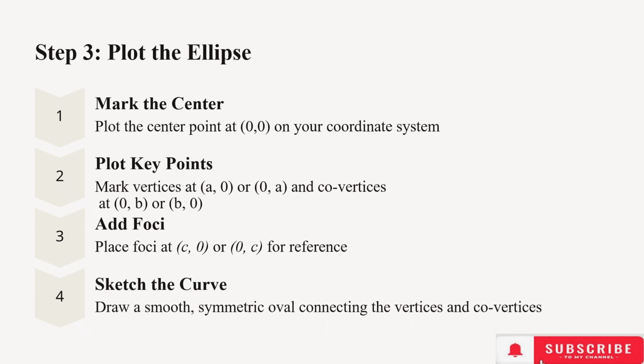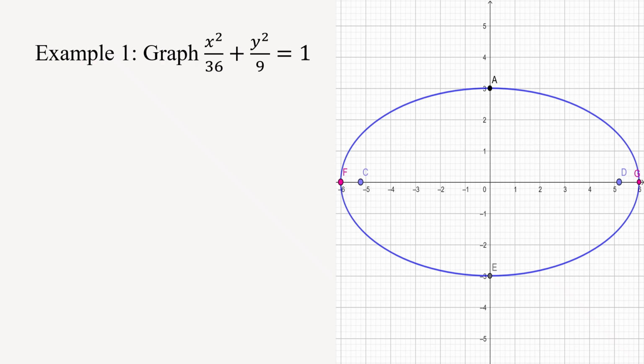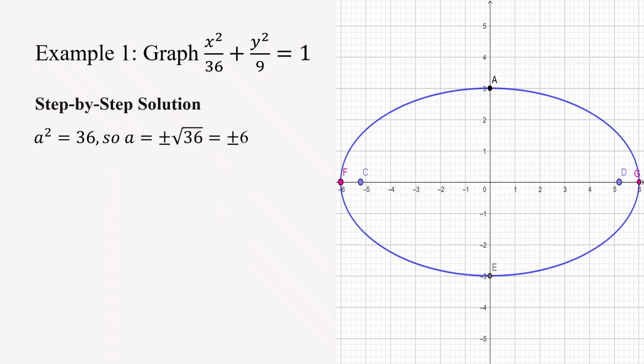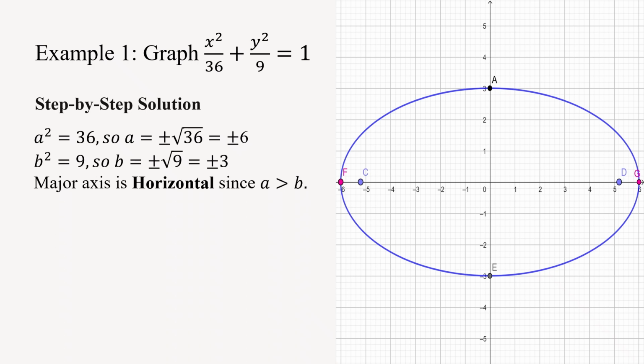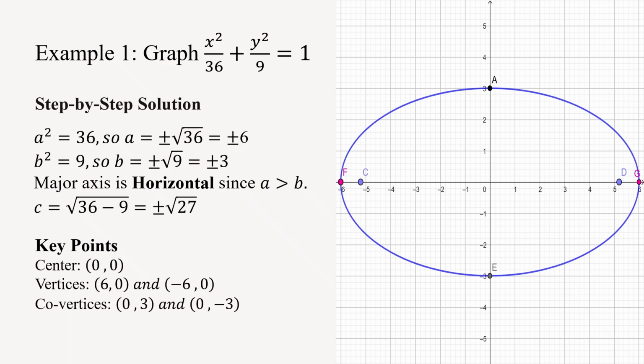Let's try an example. x squared divided by 36 plus y squared divided by 9 is equal to 1. Here, a is equal to 6 and b is equal to 3. Since a is greater than b, the major axis is horizontal. The vertices are (6, 0) and (negative 6, 0). The co-vertices are (0, 3) and (0, negative 3). And the foci are (square root of 27, 0) and (negative square root of 27, 0).